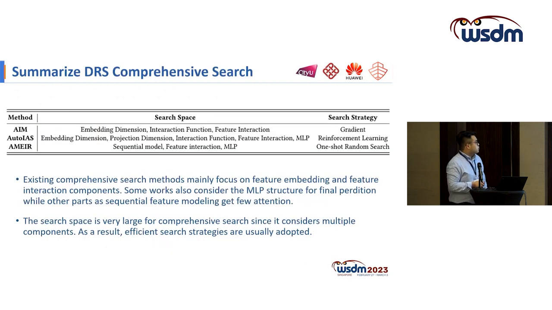To sum up this part, we can find that existing comprehensive search methods mainly focus on feature embedding and feature interaction, while some other works also consider the multi-layer perceptron structures for the final prediction. Some other parts, such as sequential feature modeling, get little attention. In addition, the search space is very large for comprehensive search, since it usually consists of multiple components, so efficient search strategies are usually adopted. For example, in the introduced works, gradient descent based methods and policy gradient based reinforcement learning together with one-shot random search are adopted.